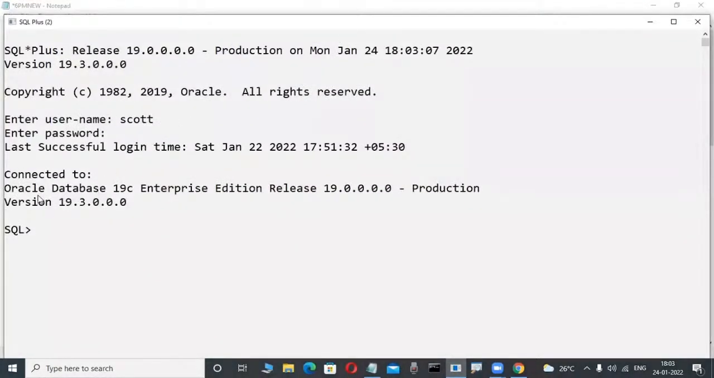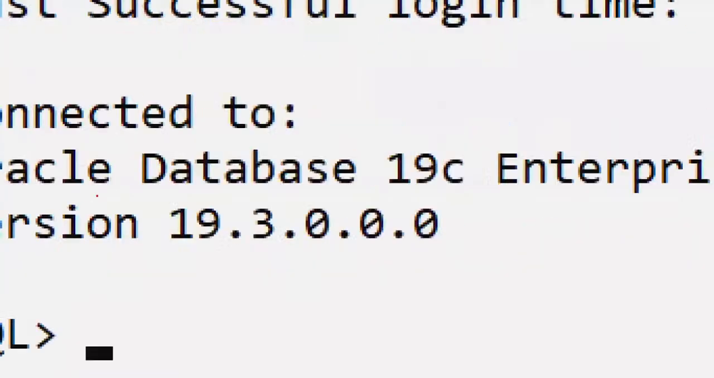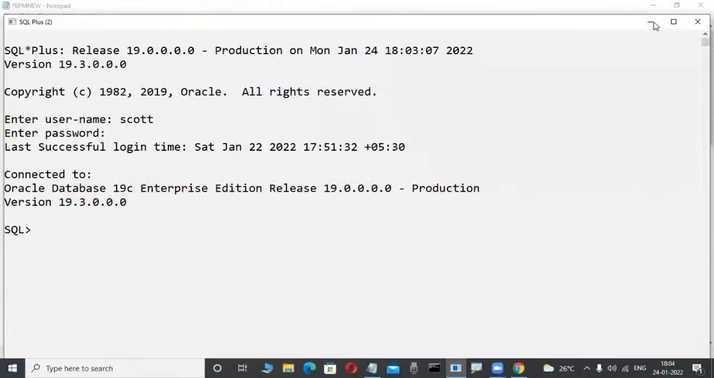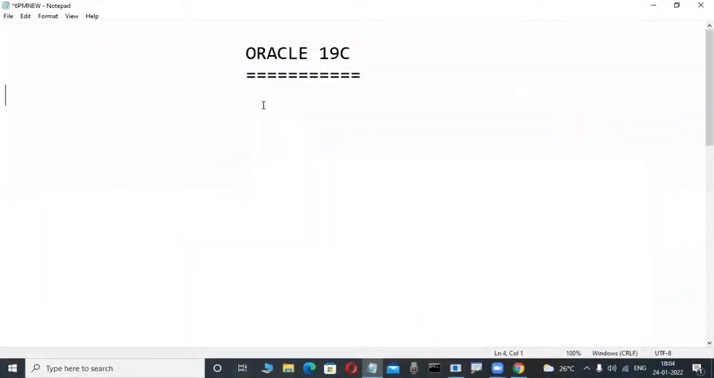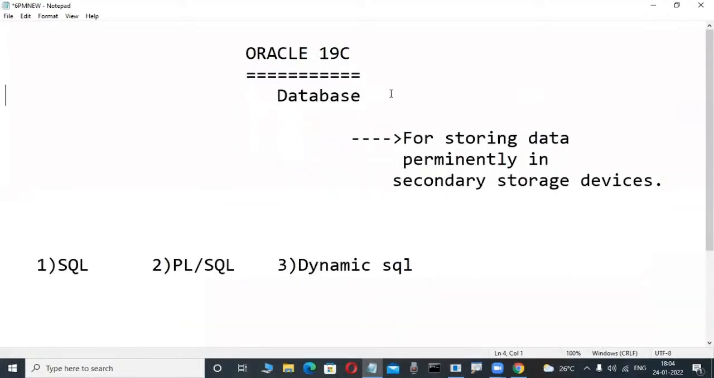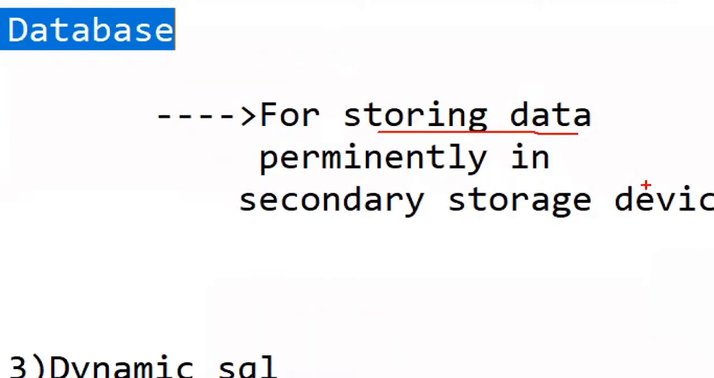Oracle is a product from Oracle Corporation. What type of product is that? Database product. What is the purpose of database products? Either Oracle, SQL Server, or DB2, so many products are there. The purpose is storing data permanently on the hard disk, in secondary storage devices. But not only permanently storing the data, but also retrieving the data efficiently.